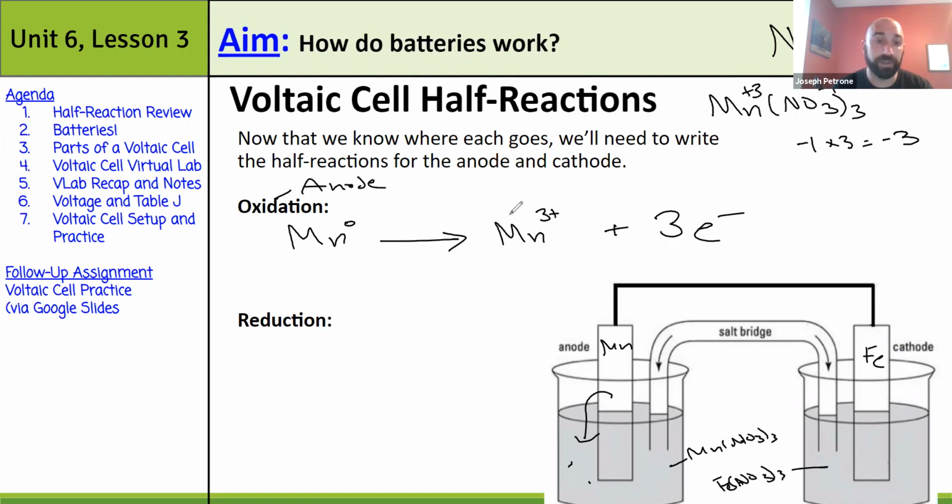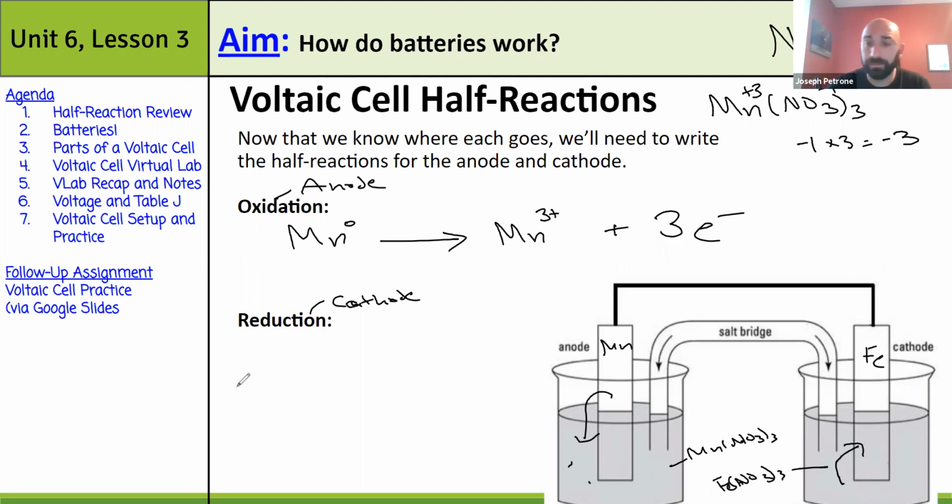Now, reduction half reaction. So similar ideas. Reduction now comes from the cathode, which we recall is iron in this case. And in this process, the iron nitrate solution is transferring its ions onto the iron bar. And these ions are turning into pure iron metal, so pure atoms.